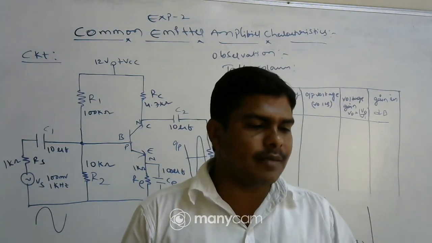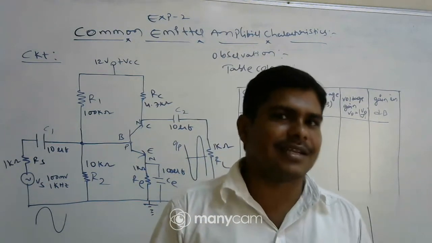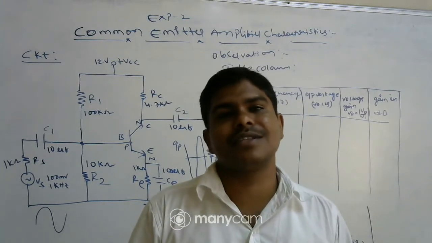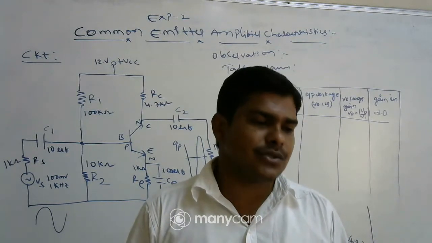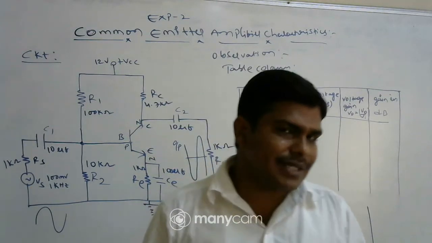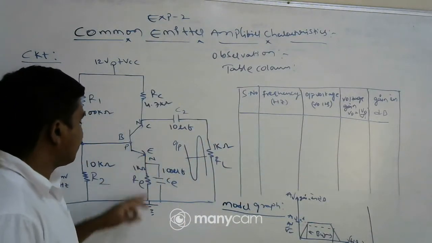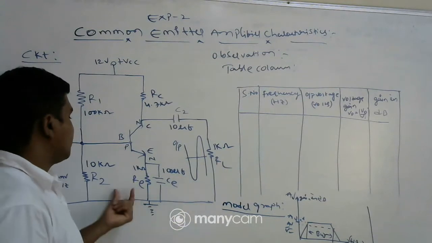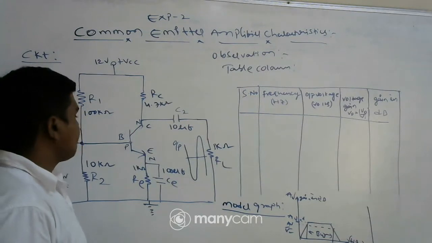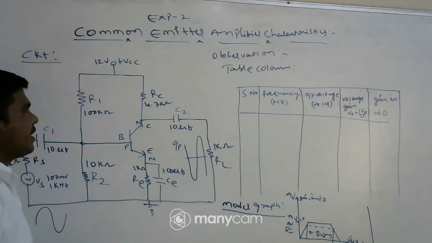In a common emitter amplifier, the base signal is amplified by this BJT transistor at the collector terminal. That's why we call it a common emitter amplifier. Here the emitter terminal is common. You can observe in the circuit diagram that the emitter terminal is common for input and output. That's why this is called the common emitter amplifier.